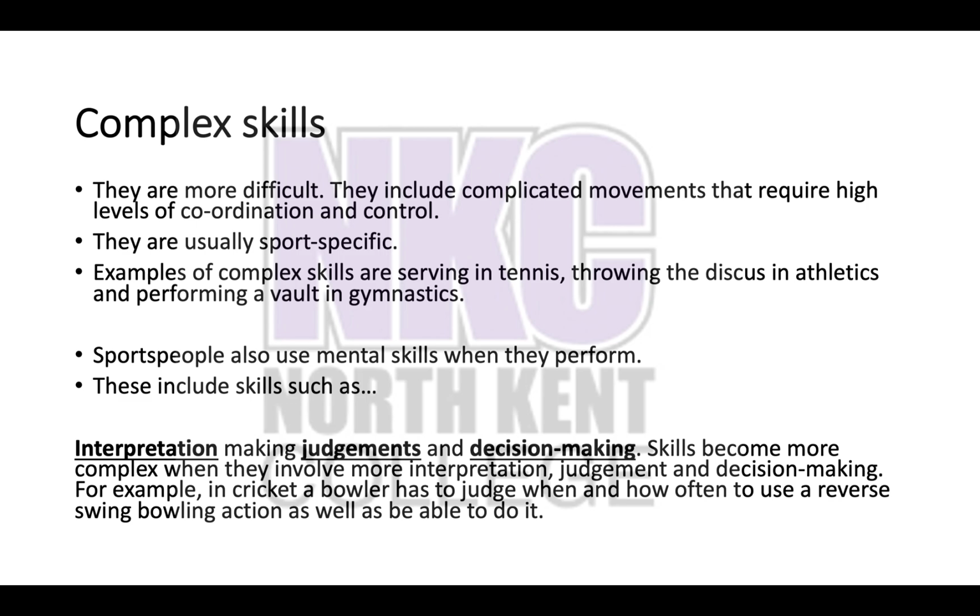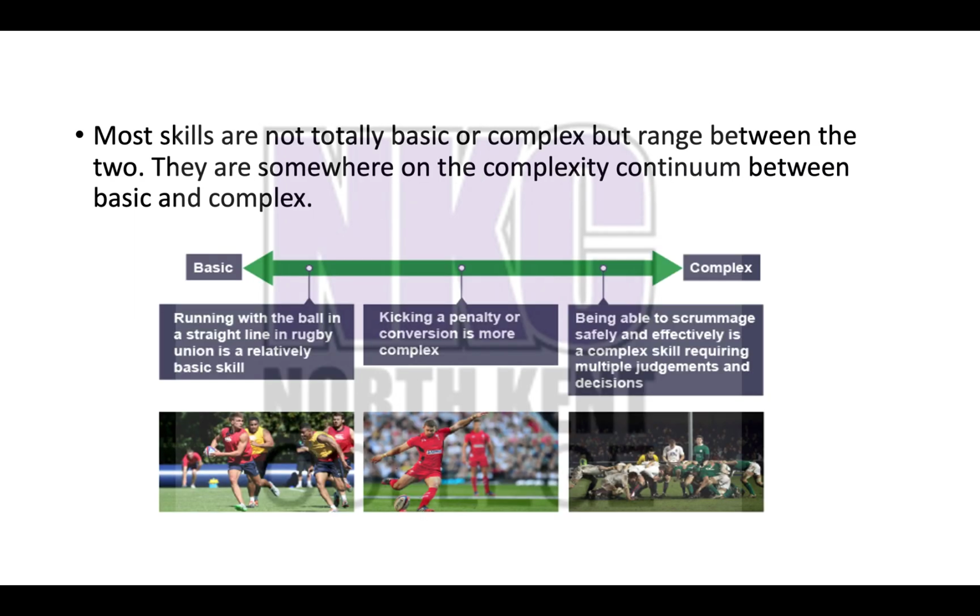Sports people also use mental skills when they perform. These include skills such as interpretation, making judgments, and decision making. Skills become more complex when they involve more interpretation, judgment, and decision making. For example, in cricket, a bowler has to judge when and how often to use a reverse swing bowling action, as well as be able to do it. So they have to judge when they're going to do it.